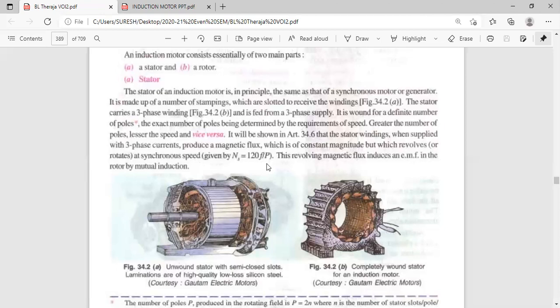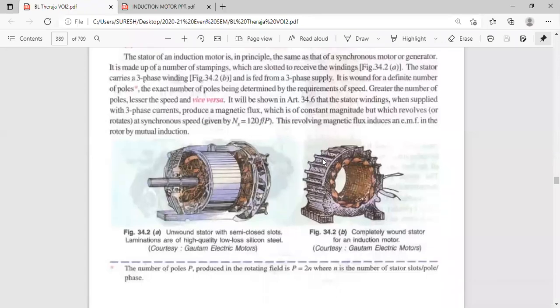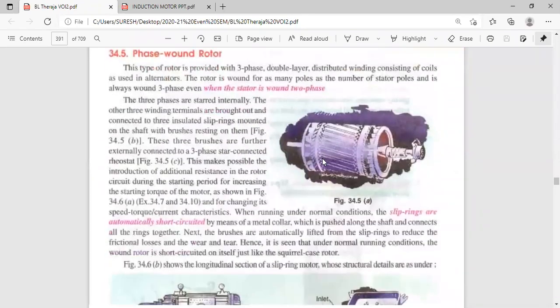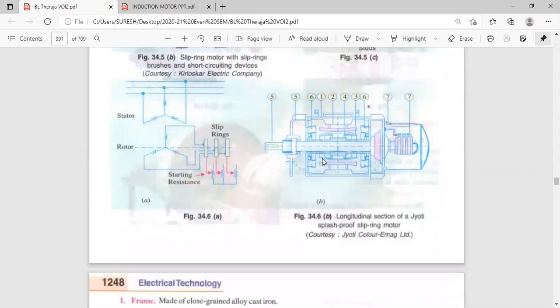Ns is equal to 120 f by P. This revolving magnetic flux induces an EMF in the rotor, not in the stator. This revolving flux will link with the three secondary windings. Once again, I am explaining about the stator, because this principle is important. When the three-phase supply is connected to the three-phase stator, current will pass in these three windings. When current is passing in the three windings, flux is developed. So here, with the help of the stator, we are developing the flux.